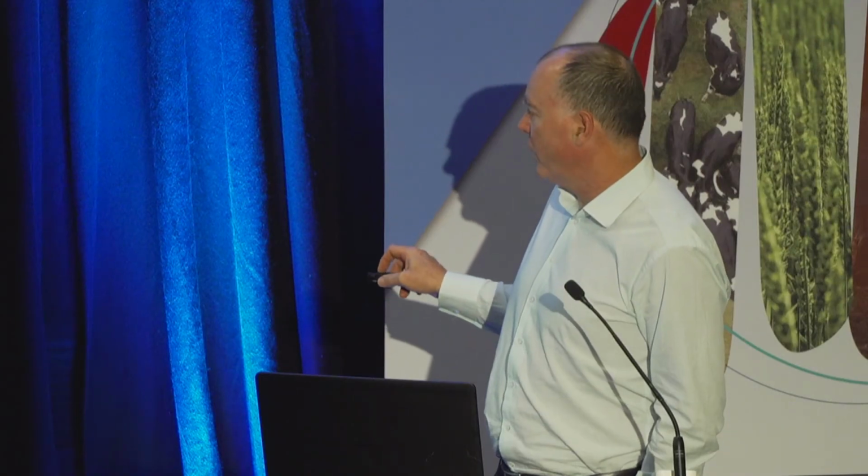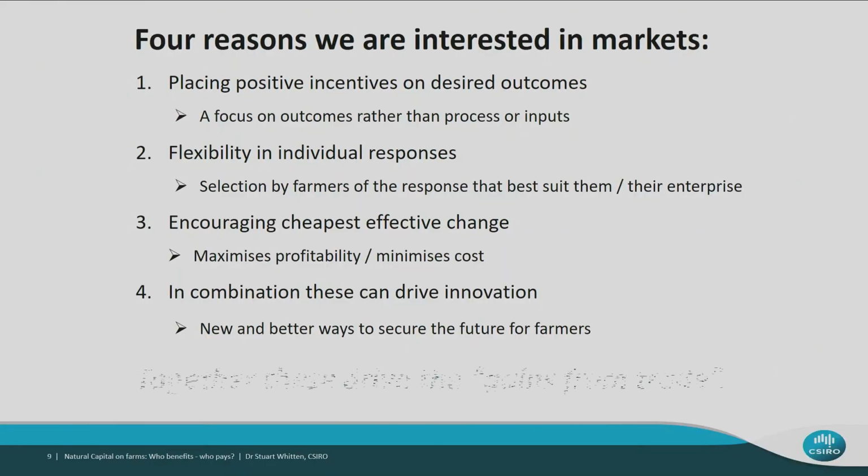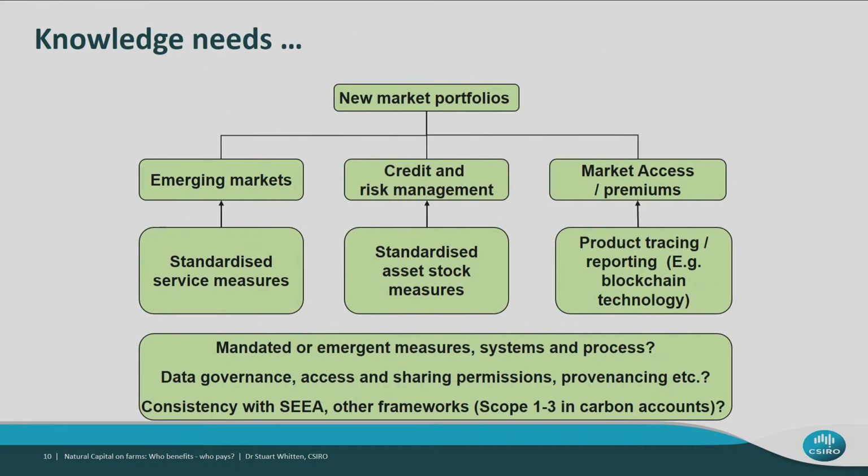And there's been quite a lot of work in supply chain provenancing. I'm going to skip that one, it'd take me too long. So we're seeing the development of these sort of standardised service measures, standardised asset stock measures, and product tracing. And in each of those, we're beginning to see what some of the new technologies are allowing us to do. So in this space, it's mostly about agreed measures.